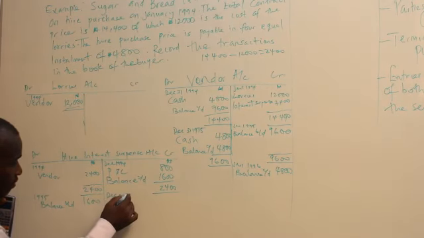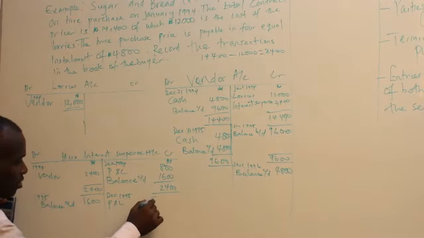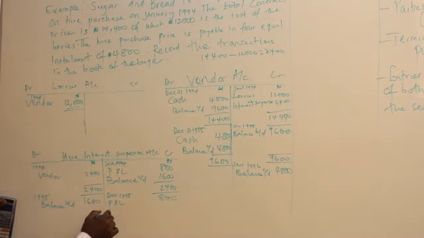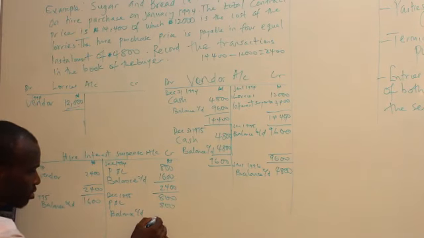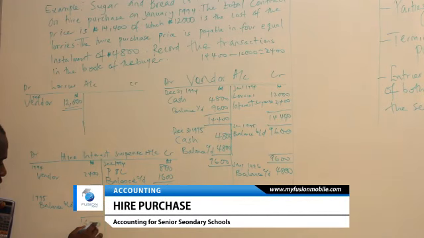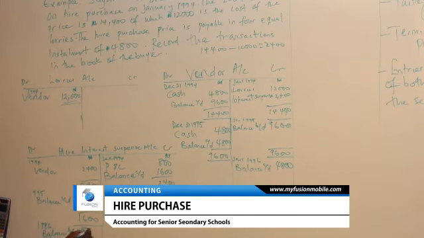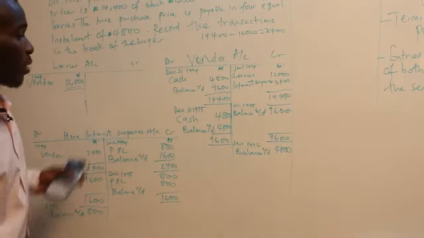So we have 1995. We take it to the P&L account. So what will happen? We have 800. So we can have balance carried down, which is 800 naira. Then we can balance the account, 1,600. So in the year 1996, we have balance brought down, 800 naira.